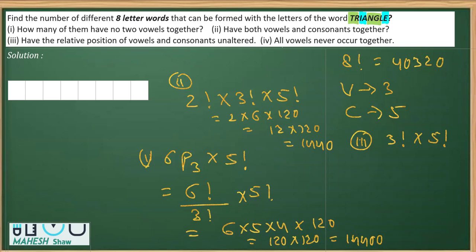This means the vowels take the positions of the vowels, and the consonants can take the place of a consonant only. So altogether there are 3 factorial, which is 6, into 5 factorial, 120. 6 into 120 is 720. So that comes out to be 720, as the answer for the third part.